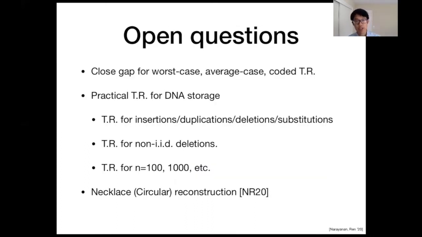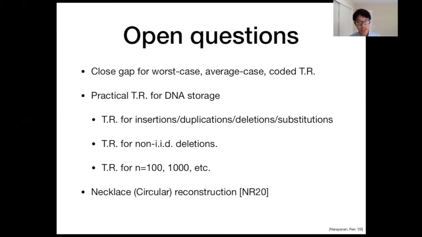So I'll conclude with some open questions. First, can we close this exponential gap for worst case and average case reconstruction? Closing the gap for average case reconstruction, as we showed, would close the gap for coded trace reconstruction as well. There's also this question of practical trace reconstruction for DNA storage. So our trace reconstruction model assumed only deletions, but could you also handle insertions or duplications or substitutions or other kinds of errors? Also, we assumed our deletions were IID, but could you handle non-IID deletions, which may occur in DNA? And also, as I mentioned at the beginning, our results are theoretical. The constants can be large. Can you come up with codes or algorithms for trace reconstruction when n is, say, 100 or 1,000?